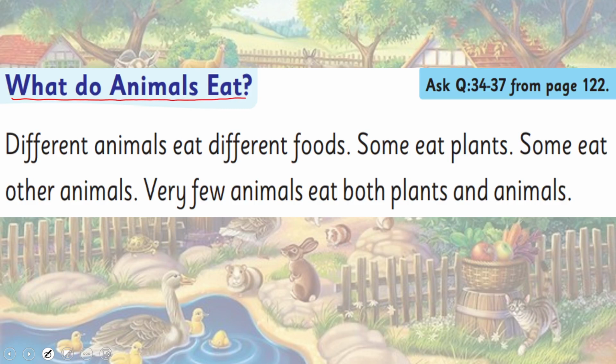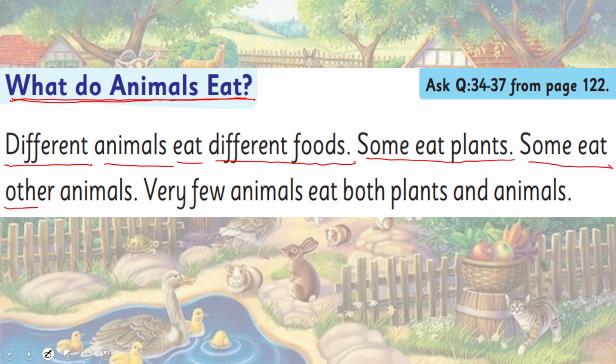What do animals eat? Different animals eat different foods. Some eat plants. Some eat other animals. Very few animals eat both plants and animals.